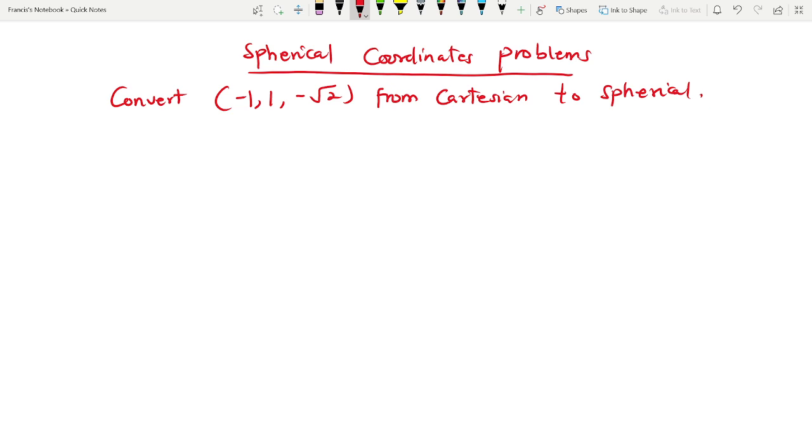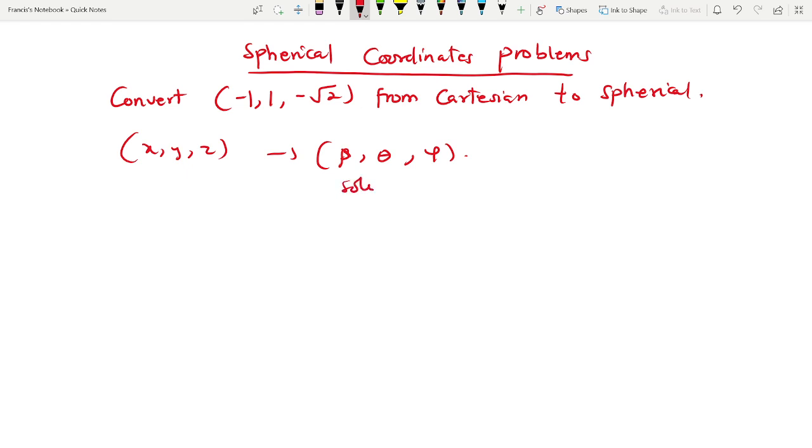So we said convert the point (-1, 1, -√2) from Cartesian to spherical. So you're moving from Cartesian to spherical. What is Cartesian? Cartesian is simply x, y, and z, right? You're moving this into the spherical coordinate, which is rho, theta, phi. How do we do this?